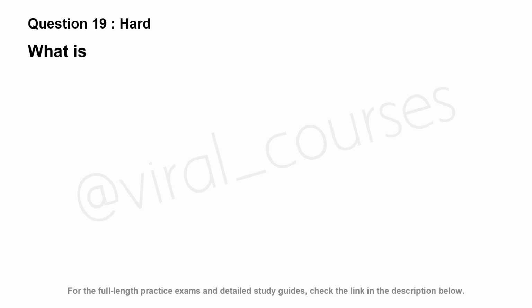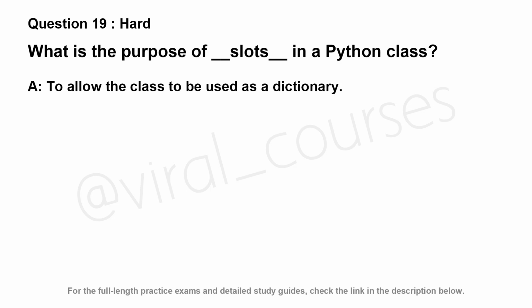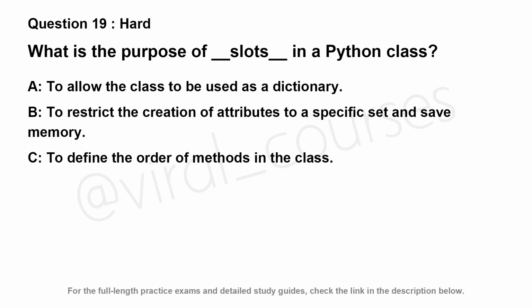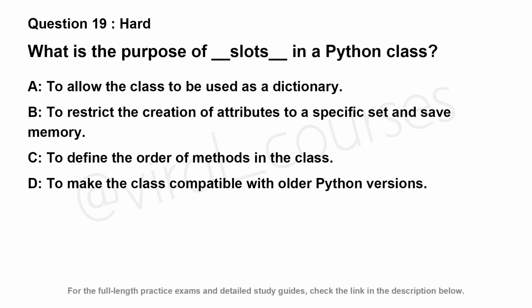What is the purpose of __slots__ in a Python class? Option A. To allow the class to be used as a dictionary. Option B. To restrict the creation of attributes to a specific set and save memory. Option C. To define the order of methods in the class. Option D. To make the class compatible with older Python versions.